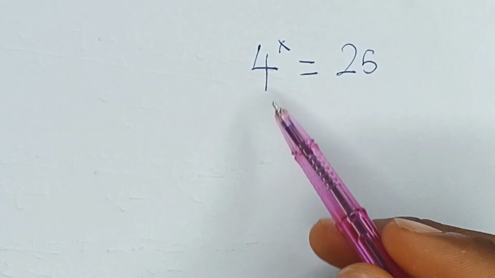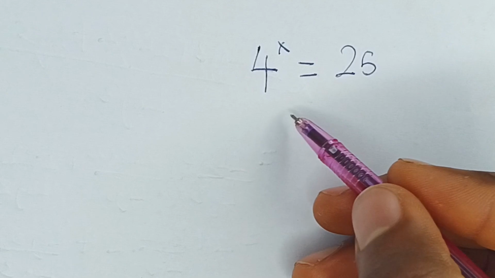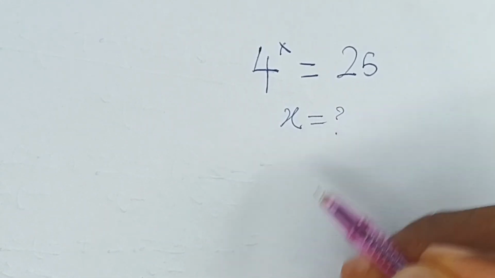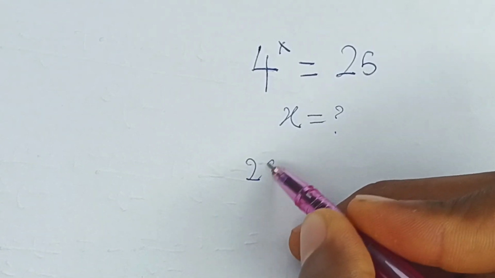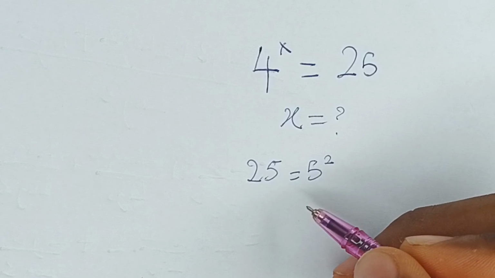Let's solve this together. It says 4 raised to the power x is equal to 25. We are required to solve for the value of x. Firstly, we can express 25 to be equal to 5 squared. Okay, that's a known fact.